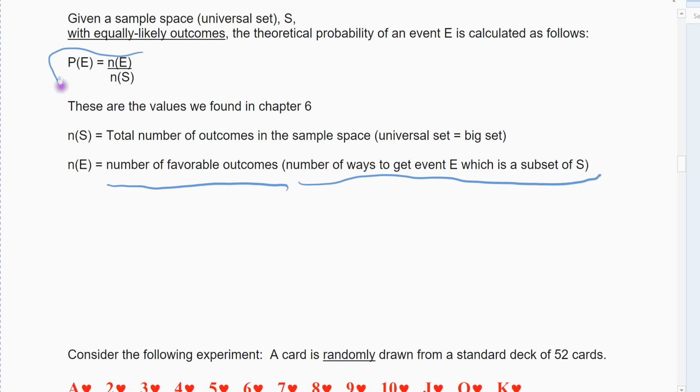And then it's, again, just a simple division. The hard part is using our counting techniques to solve for these two numbers. I have to find the number in my universal set, and I have to find the number of outcomes that I'm interested in, that I want to know the probability of, from my universal set. And then you do a division, and this number should always come out between 0 and 1. Probability is always between 0 and 1.